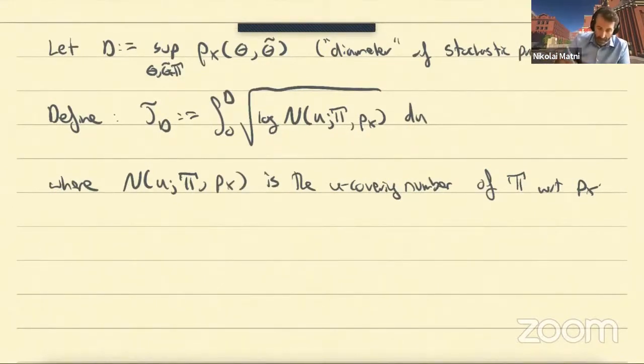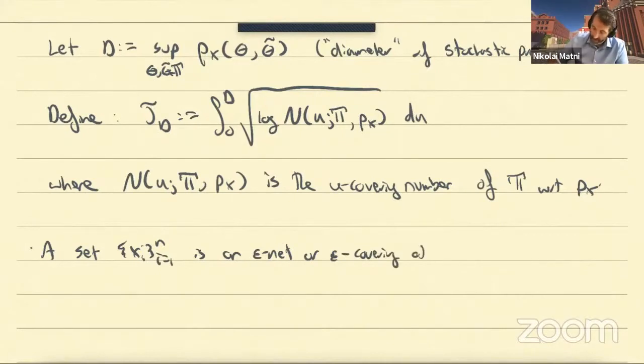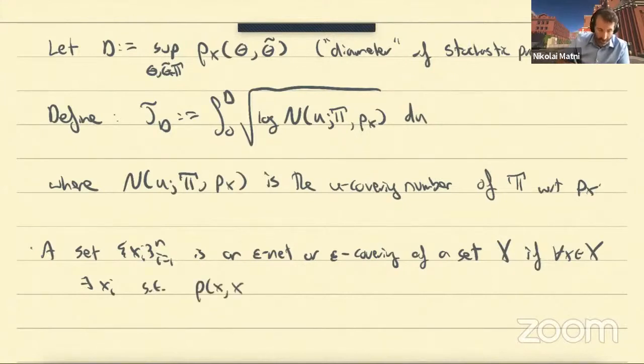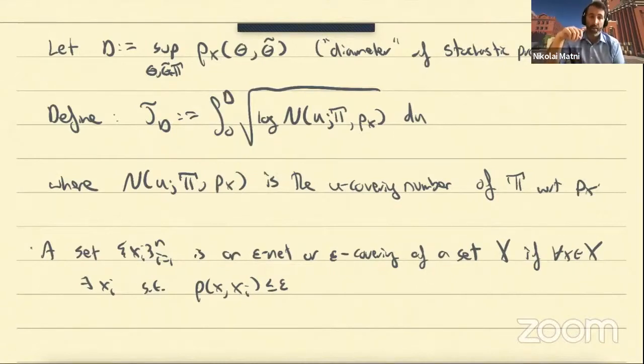So a set x_i, i equal 1 to n, is an epsilon net or epsilon covering of a set X if for all x in X, there exists an x_i such that rho of x, x_i is less than or equal to epsilon. Right, so this is basically saying that I'm discretizing my space with this net x_i, and then the gap between any point in my space and some discretized point is bounded by epsilon. That's what an epsilon net or epsilon covering is.